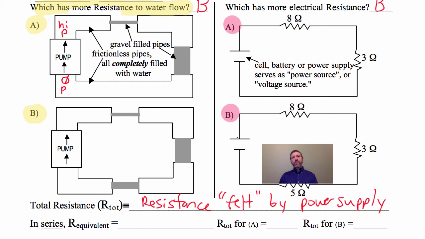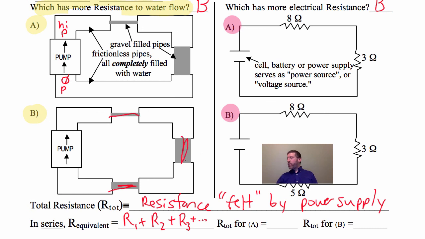Now in series, it's very, very easy to figure out. In series, the equivalent resistance of all these resistors is simply that you add them up: R equivalent equals R1 plus R2 plus R3 plus and so on. Now, that does look a lot like capacitors in parallel, but this is resistors in series. And it does make sense: the more of these gravel-filled pipes you have to get through, the tougher it is to get through them.